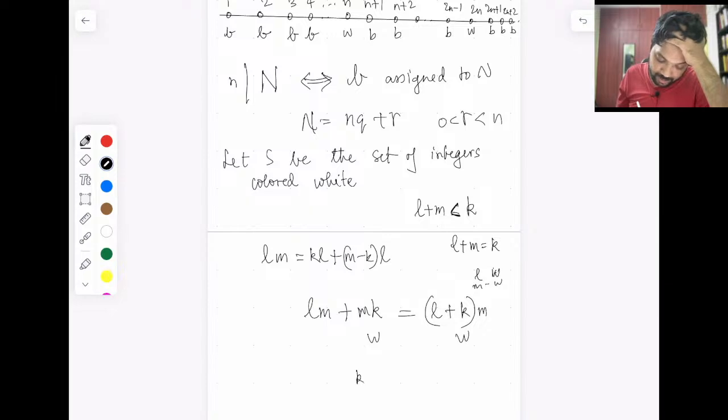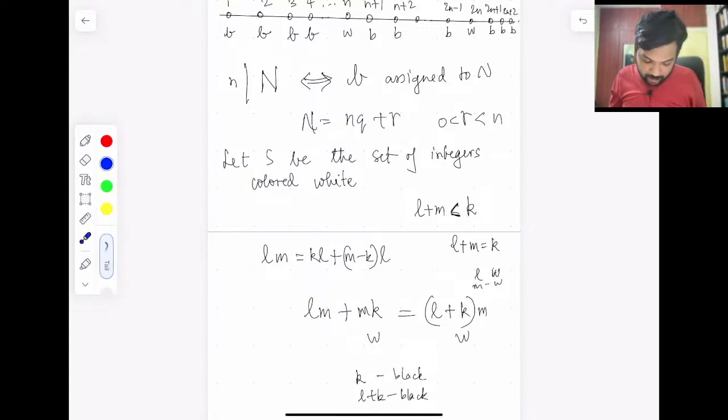Okay, so can we do that? Can we choose a case that K is black and L plus K is black? Yes, we can, right? As long as there's one black color, we are done. I think the proof is over, right? Because L is already known to be white. If there's one black color somewhere, that L plus K is black, L is white, sum is black. But this is black, this is white, so the product is white. This is white. Now, if this was black, it's a contradiction. So therefore, LM is white. I think we are done.